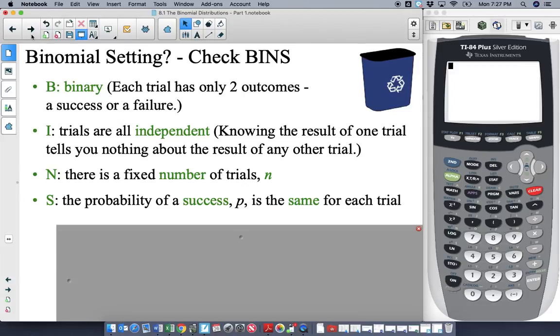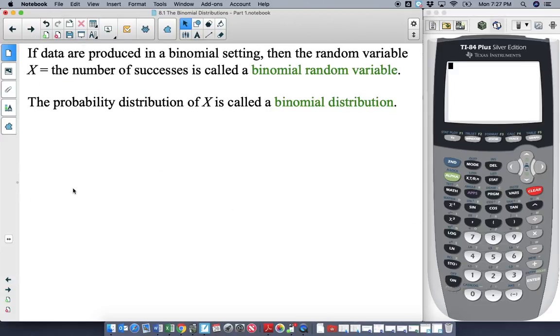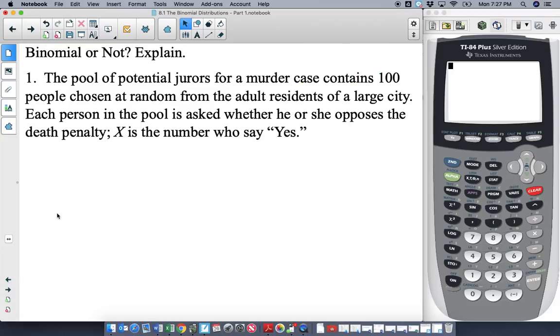All right, so if data are produced in a binomial setting, then the random variable X, the number of successes, is called a binomial random variable. And the probability distribution of X then is a binomial distribution. So tell me whether this is binomial or not and explain. The pool of potential jurors for a murder case contains 100 people chosen at random from the adult residents of a large city. Each person in the pool is asked whether he or she opposes the death penalty, and X is the number who say yes.